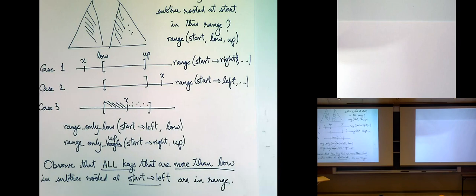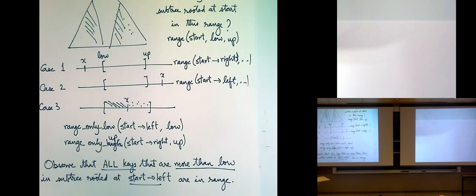Okay, let's parse the sentence. What am I saying? I said any key that is more than low in the left side must be in your range, because everything in the left side is less than x. So if it's more than the lower, it must be in the range. So when you're going to the left side, you only need one argument, just the lower end. You don't need the upper end. And this is now going to actually make things more efficient.